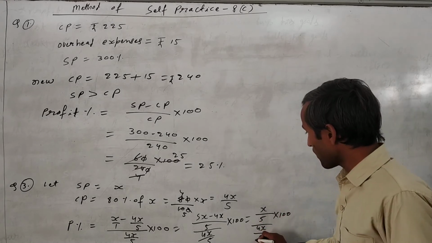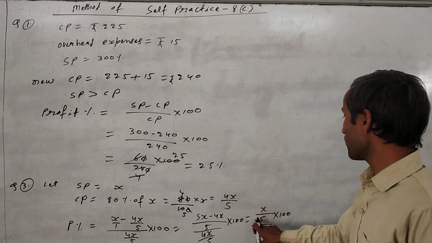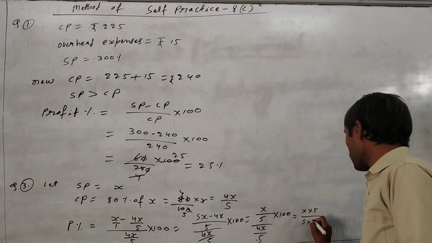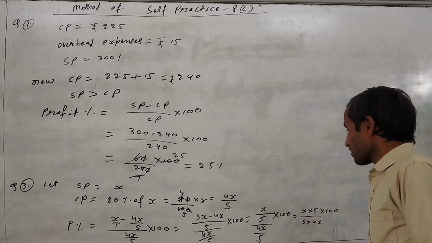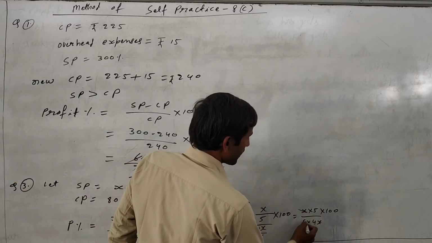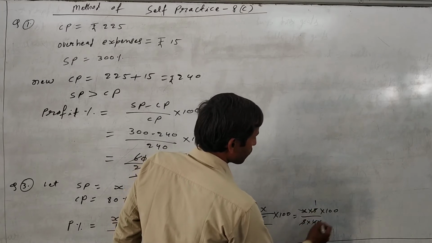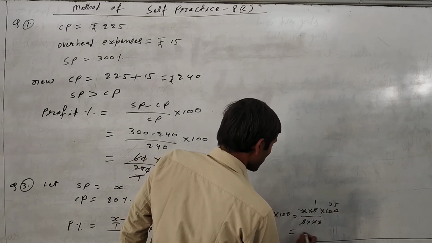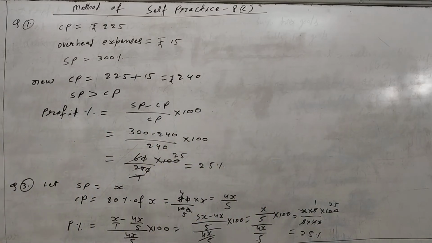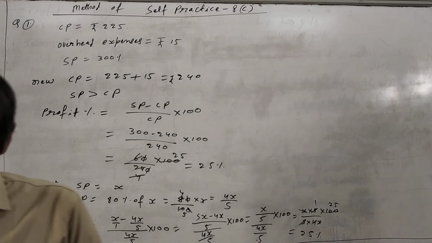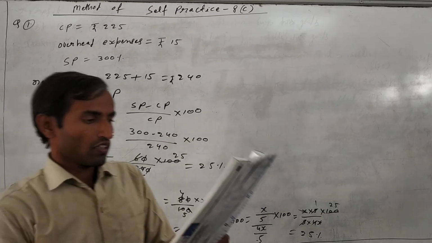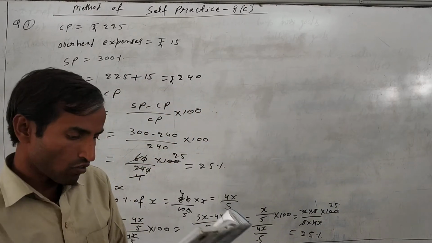Now this 5 will multiply to x and this 5 will multiply to 4x. So x into 5 upon 5 into 4x into 100. Now cancel out x with x, and 5 cancels. Then by 4 we cancel 100, getting 25%. Again the answer is 25%, so profit percent is equal to 25%. This is the final answer. Now question number 4, just try yourself. Now we will do question number 5. First of all, read question number 5.